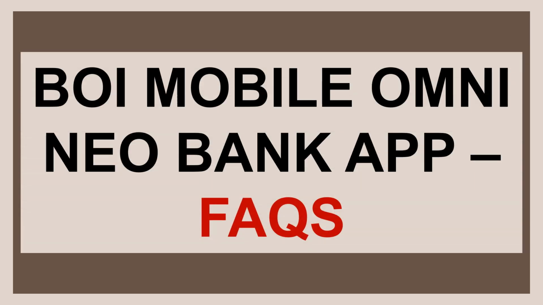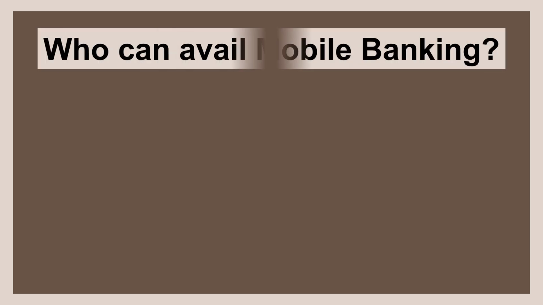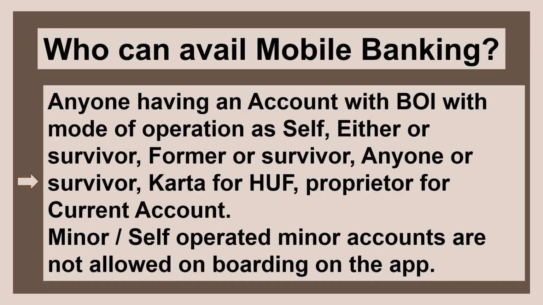Bank of India Mobile Omni Neo Bank app FAQs. Who can avail mobile banking? Anyone having an account with Bank of India with mode of operation as self, either or survivor, former or survivor, anyone or survivor, Karta for HUF account, proprietor for current account. Minor or self-operated minor accounts are not allowed onboarding on the app.